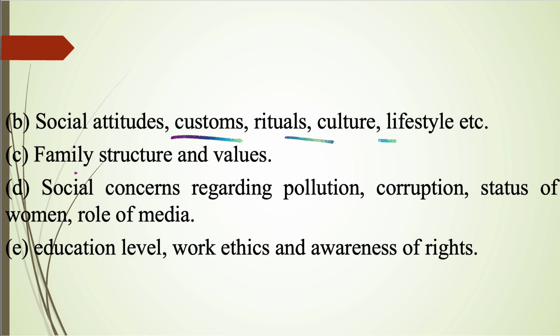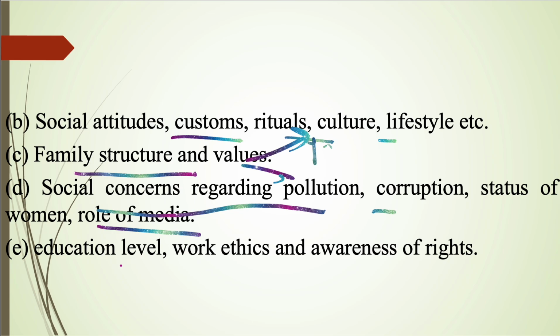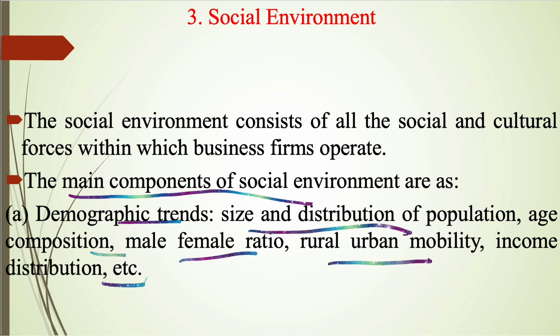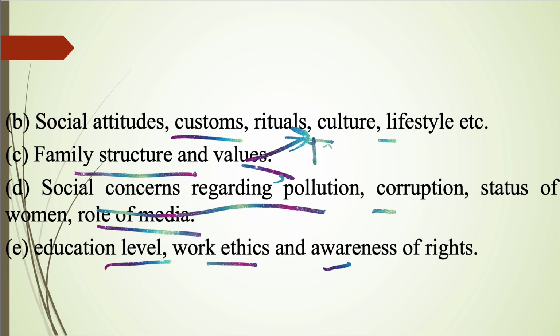The next factor is family structure and values, which may be divided into the nuclear family and the joint family. The next is social concerns regarding pollution, corruption, status of women, role of media, etc. And the last factor related to social environment is education level, work ethics, awareness of rights, and so on. So there are several factors included under social environment, which is basically related to the demographic pattern of the country, which includes size, distribution of population, male female ratio, their awareness, status, corruption, pollution, and so on.